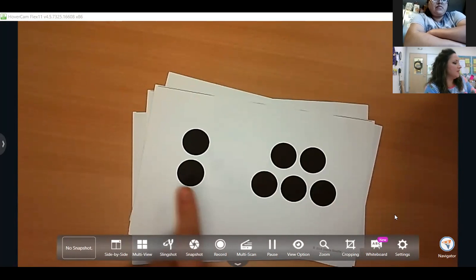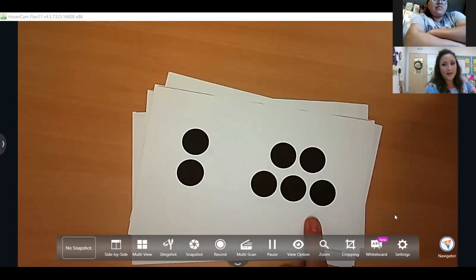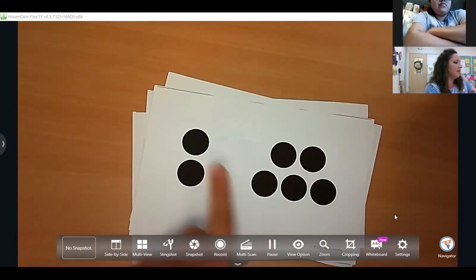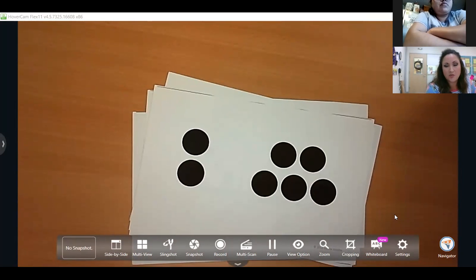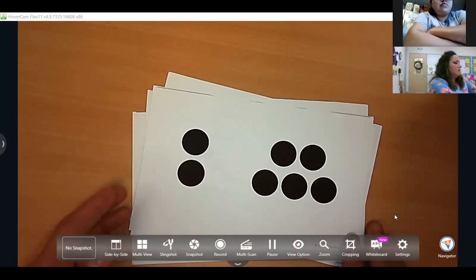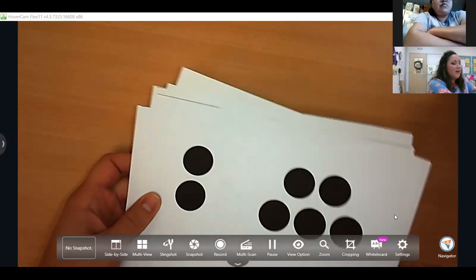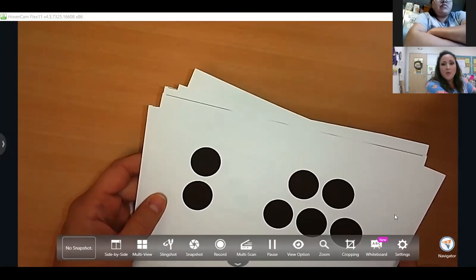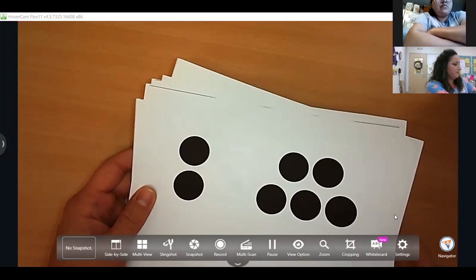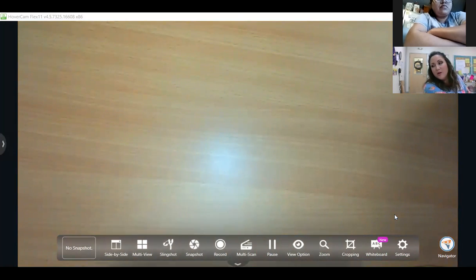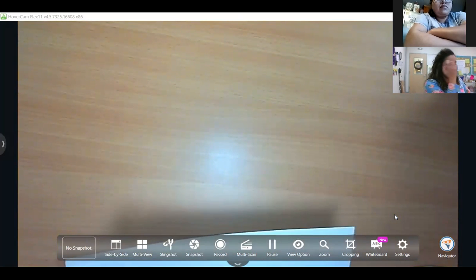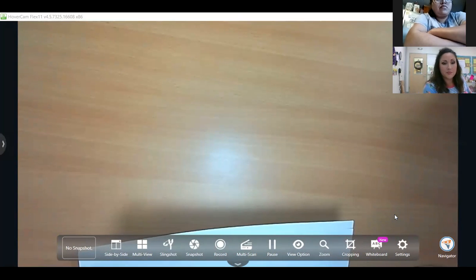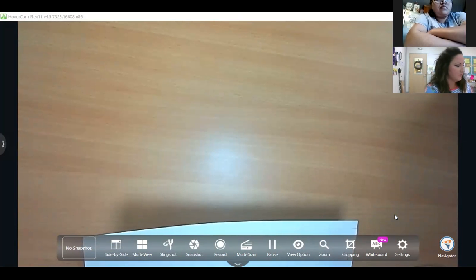They may say, I see 2 and 5. They could say 4 and 3. So there's not a wrong combination of numbers. In fact, the more ways that they see it, the more fluent they're going to become in adding these numbers.